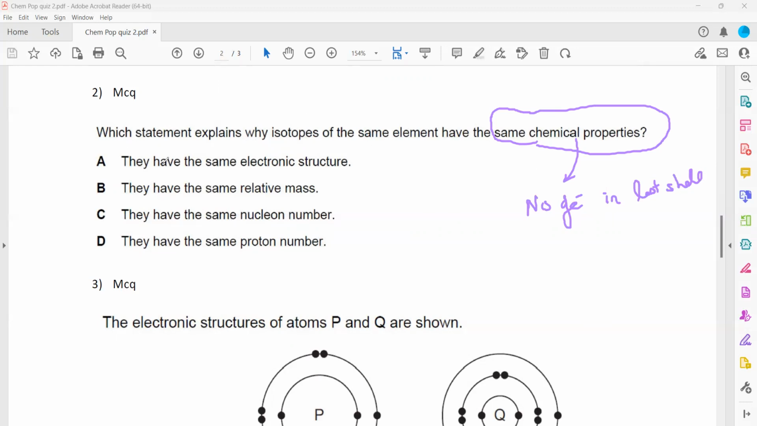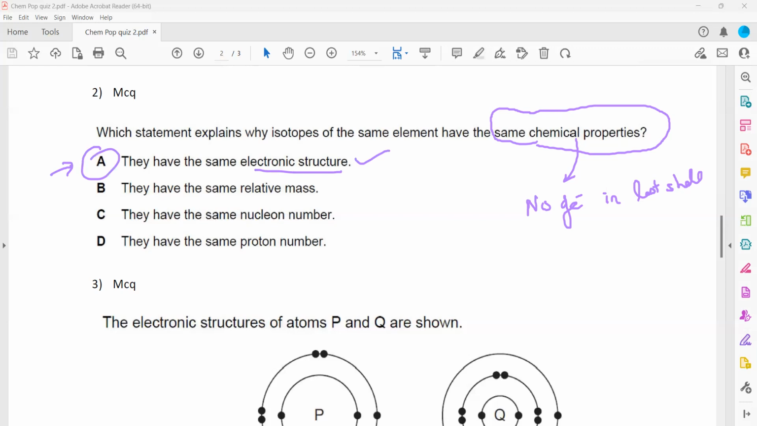So which statement explains they have the same electronic structure? That's true. Like they have the same first shell, if two are there for the first isotope, the second isotope also has two. So they have the same number of electrons in the last shell. That's why they have the same chemical properties.